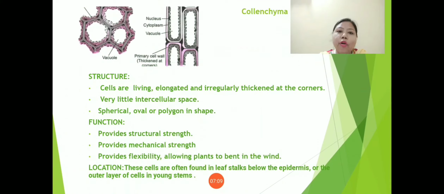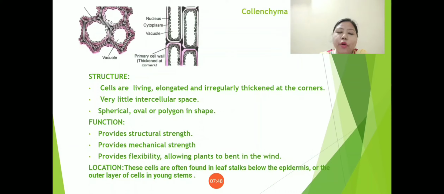So the next type of permanent tissue, that is simple permanent tissue, is collenchyma. The collenchyma tissues are a type of permanent tissues which is made up of cells which are living. They are elongated and irregularly thickened at the corner. That means the cell wall of the collenchyma cells are not thin, but they are thickened only at the corner, and they have very little intercellular spaces. They can be spherical, oval or polygon in shape.